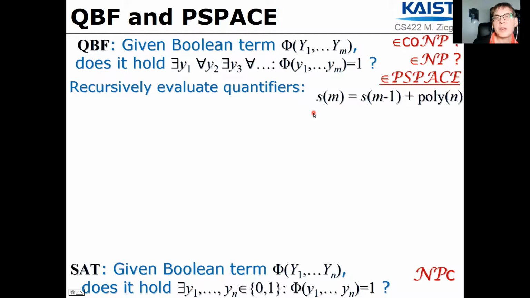satisfies the following recurrence. So it has the parameter m, the number of variables, is the amount of memory used to solve the m-1 variable problem, plus some polynomial overhead, polynomial in the binary length. Oh, and I need to emphasize something in detail here. So when we say these are alternating quantifiers, y1, y2, y3, exists, for all, exists, for all.